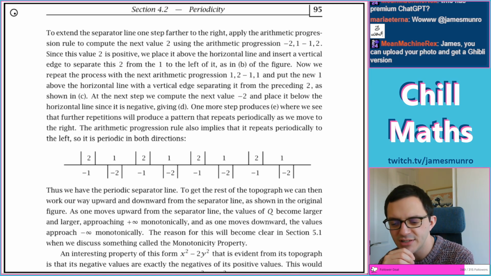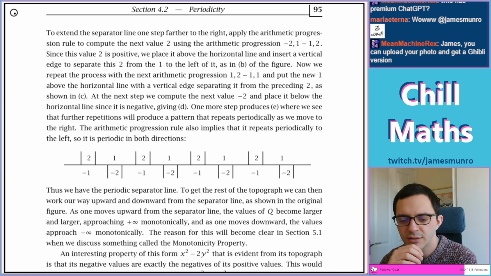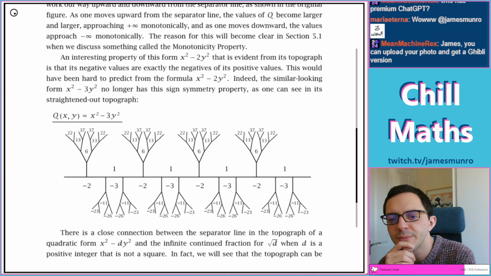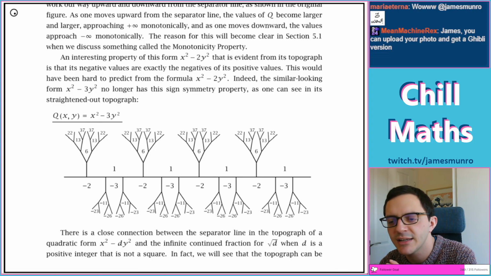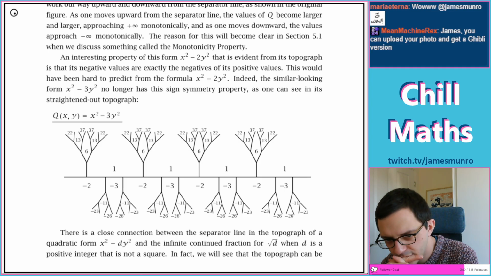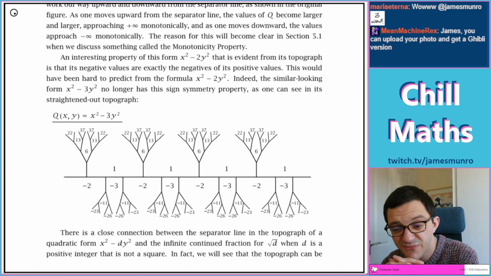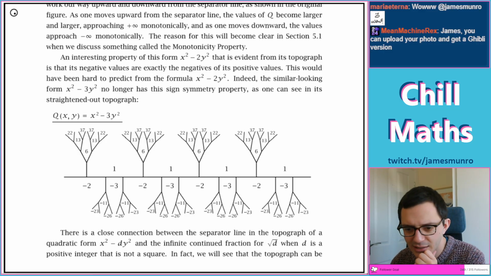There's a monotonicity property in the next chapter. An interesting property of the form x squared minus 2y squared: negative values are exactly the negatives of its positive values. Would have been hard to predict. And x squared minus 3y squared doesn't do that. Fair enough. Okay. Oh, and this one, it doesn't have the same pattern of tree growth, right?